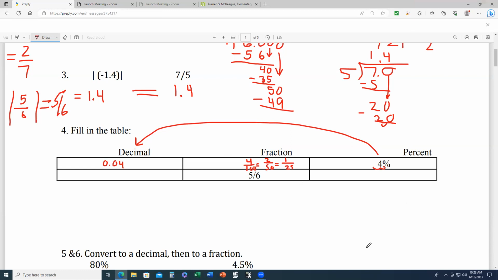And then the other one is 5/6. This is 5/6 as a fraction. 5 over 6 is not 5%. First of all, we might want to turn 5/6 into a decimal. So we've got to divide 6 into 5. So here we go again.